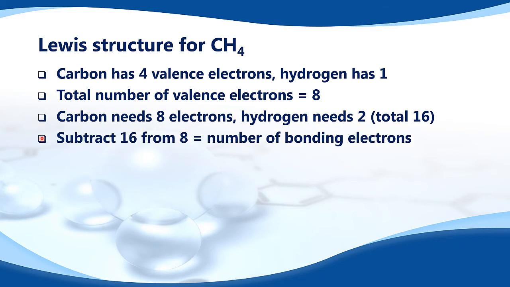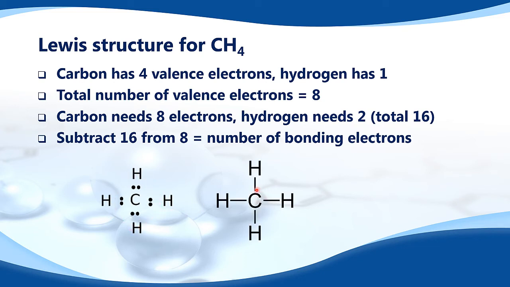Subtract 8 from 16, and that equals the number of bonding electrons. So you put carbon as the central atom, you put a pair of electrons in each bond, and that gives us the Lewis structure of methane. Sometimes you'll see it written like this. This straight line represents a single covalent bond, so either one is okay.